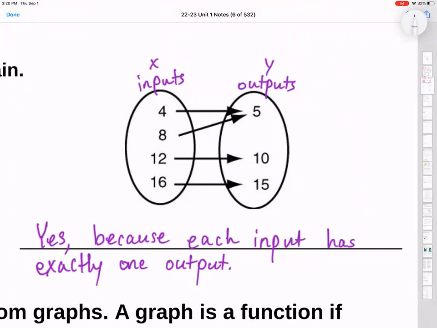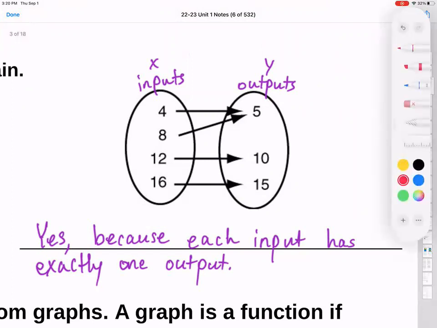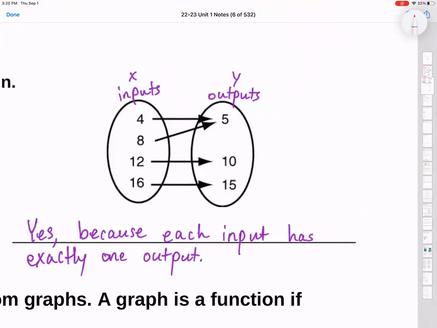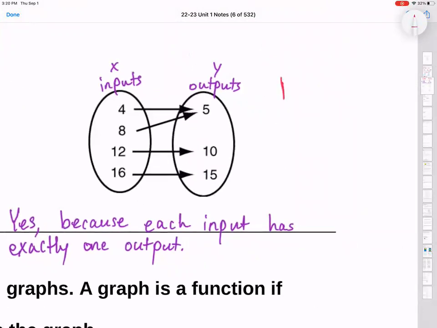You don't have the same input trying to have two different outputs. Now, because this is a function, we do want to quickly reinforce this. What are the domain and range? Because you do use domain and range within your functions.